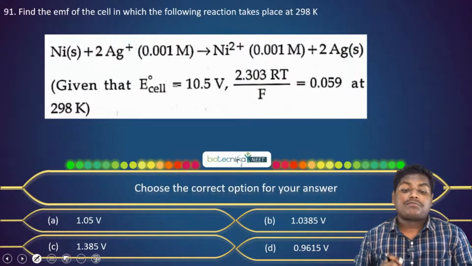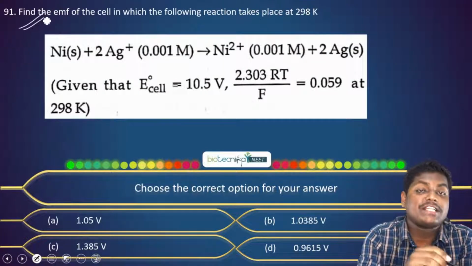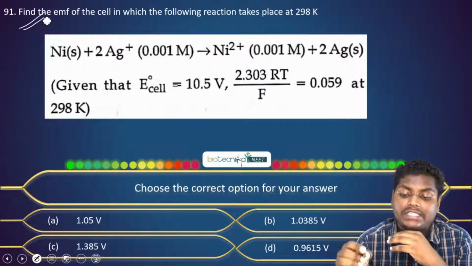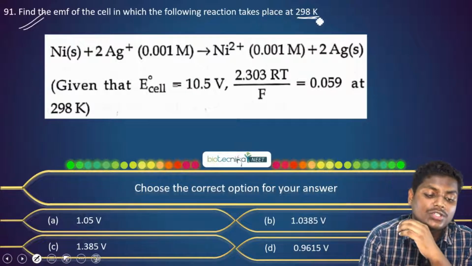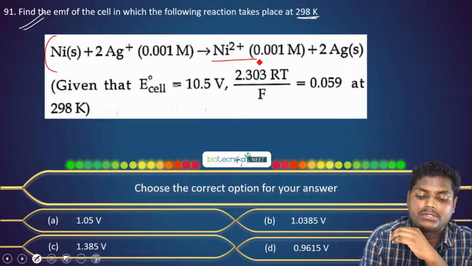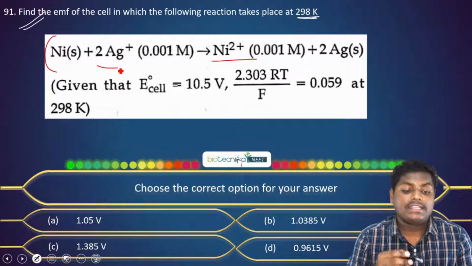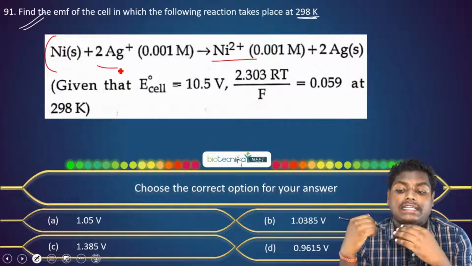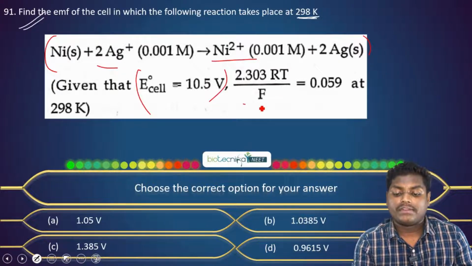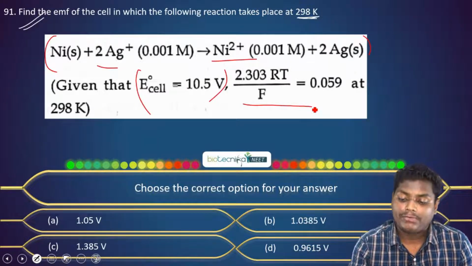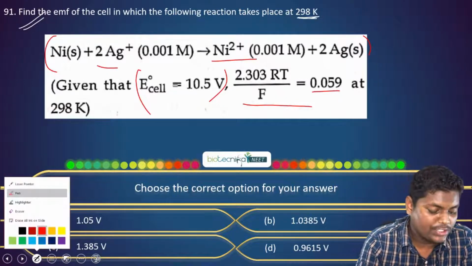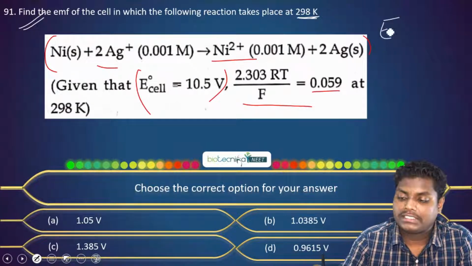So the next question is from electrochemistry. They are asking based on the Nernst equation: find the EMF of the cell in which the following reaction takes place at 298 Kelvin. They have given us a reaction where nickel solid is getting converted to nickel 2 plus, basically getting oxidized, and simultaneously Ag plus is getting reduced to Ag solid. They have given us the E naught for it, and they have also given the value of 2.303 RT upon F to be 0.059. So our job is to find the EMF of the cell, the E cell.